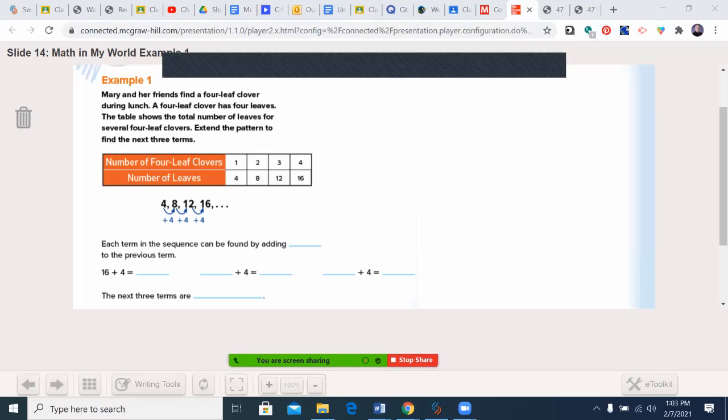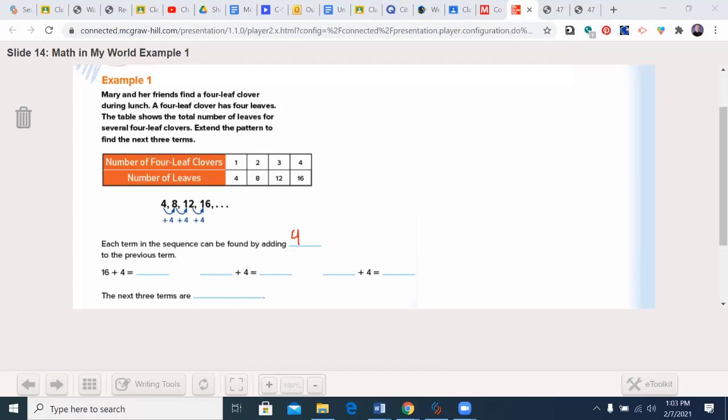So first, 1 4-leaf clover was 4. 2 was 8. 3 was 12. 4 was 16. And we're adding 4 to each. Each term is 4 more than the one before it. So 16 plus 4 is 20.